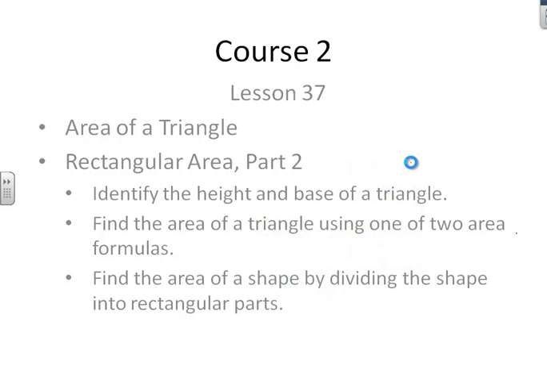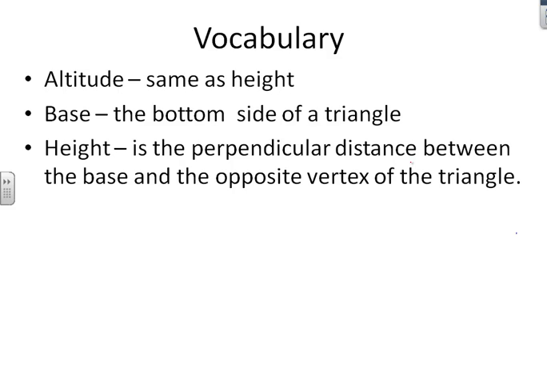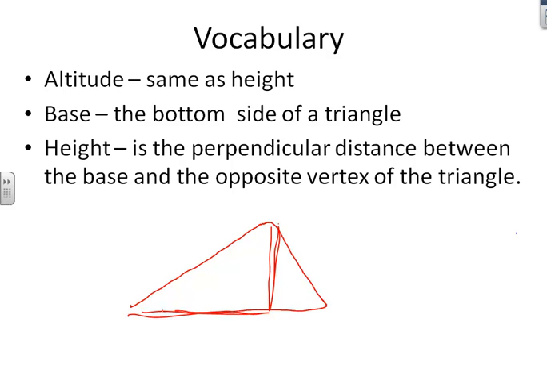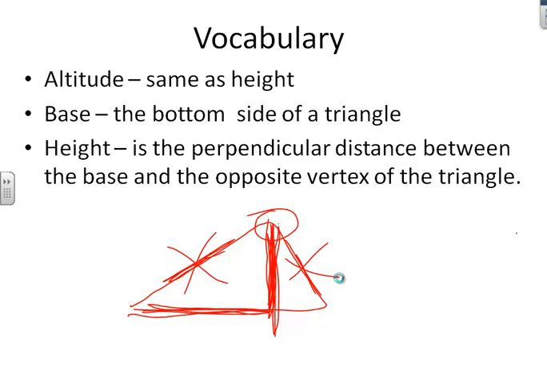with our vocabulary. Our vocabulary is altitude, which is just another word for height. Our base is the bottom side of a triangle, and our height is the perpendicular distance between the base and opposite vertex of a triangle. So if I was to turn this into a triangle like that, our vertex is right here, and so this part right here is the perpendicular distance between the base and the vertex. So we use this line here to determine height, not this one and not this one. These we do not use.